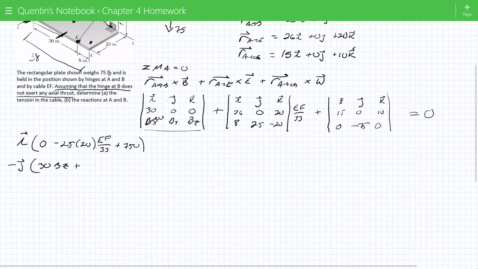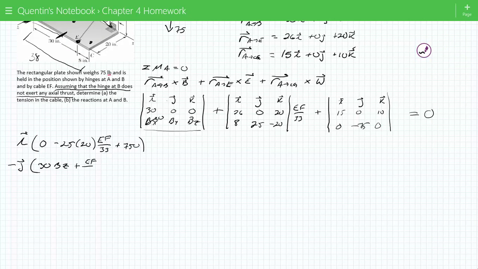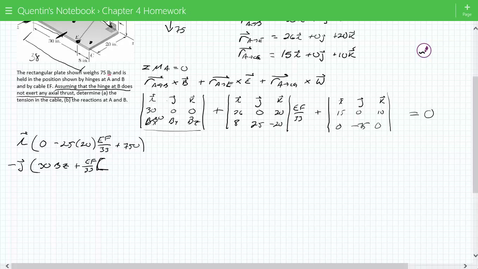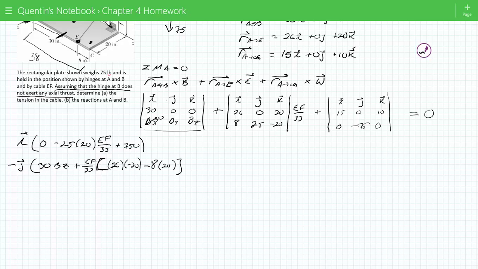Plus this J term is going to be, so I'm going to put the EF over 33 times the J term is going to be 26 times minus 20. I'm going to put this in a big bracket then. So 26 times minus 20 minus 8 times 20. Big bracket around that, right? Then the J term on this one is 15 times 0 and 10 times 0. So it's going to be plus 0.